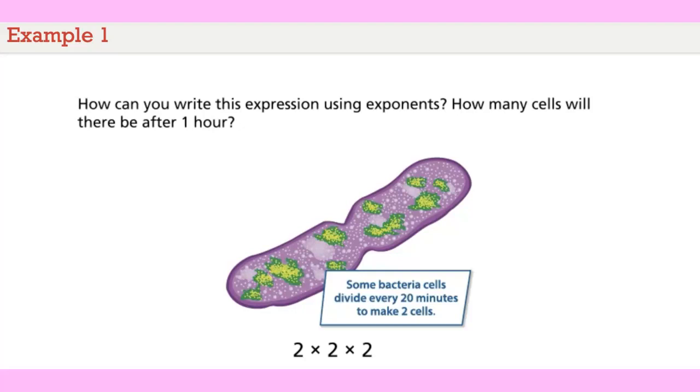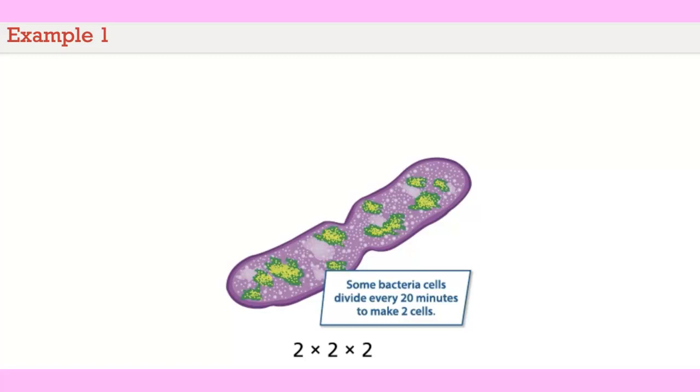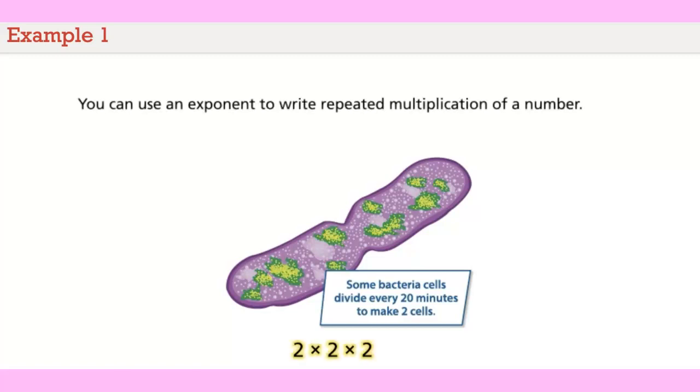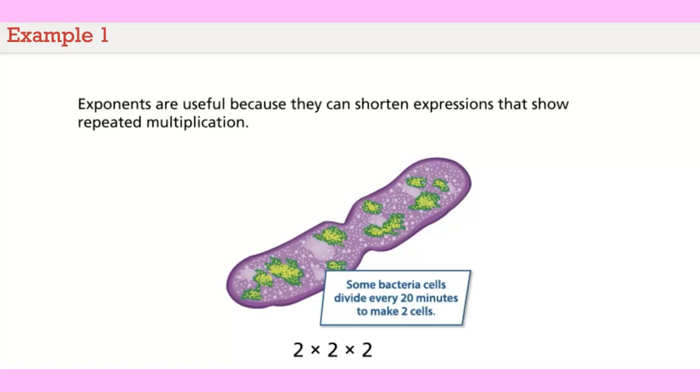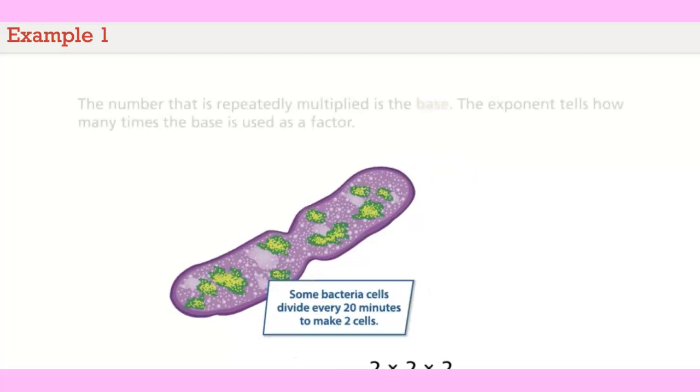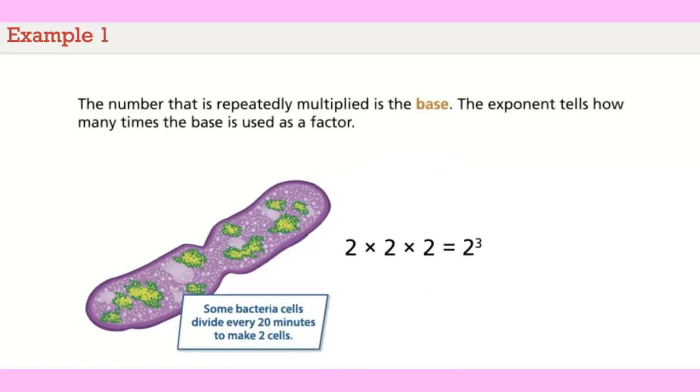An exponent is a way to write a repeated multiplication expression. You can use an exponent to write repeated multiplication of a number. Exponents are useful because they can shorten expressions that show repeated multiplication. The number that is repeatedly multiplied is the base. The exponent tells how many times the base is used as a factor.